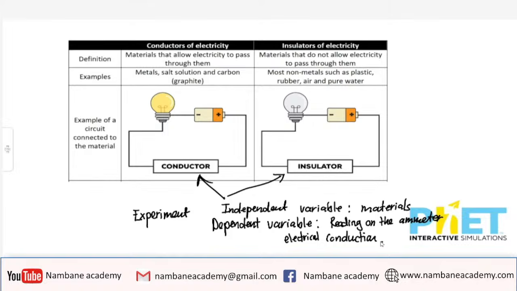You could even say glowing of the bulb or something like that. So that is excellent, right? So if it's a conductor, electricity will flow through it. And if it's an insulator, then there's no electricity passing through that specific material.